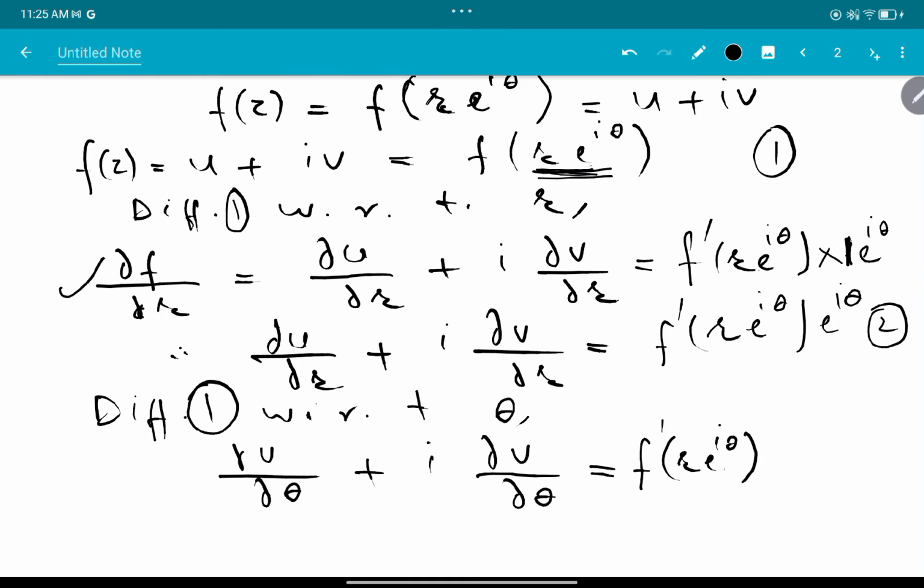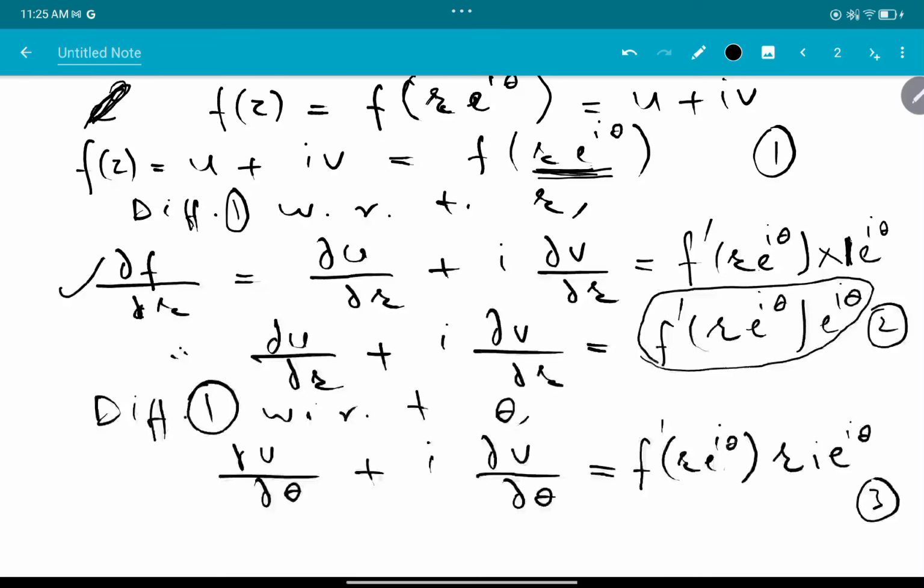Next, I will have to differentiate this much, r e raised to i theta. Now, in order to differentiate it, I will treat r as constant, so r will be there. And when I differentiate this, you know that if here I had e raised to theta, I would get e raised to theta. But it has i, that I will land down, it will be i e raised to i theta. Now, equation third.